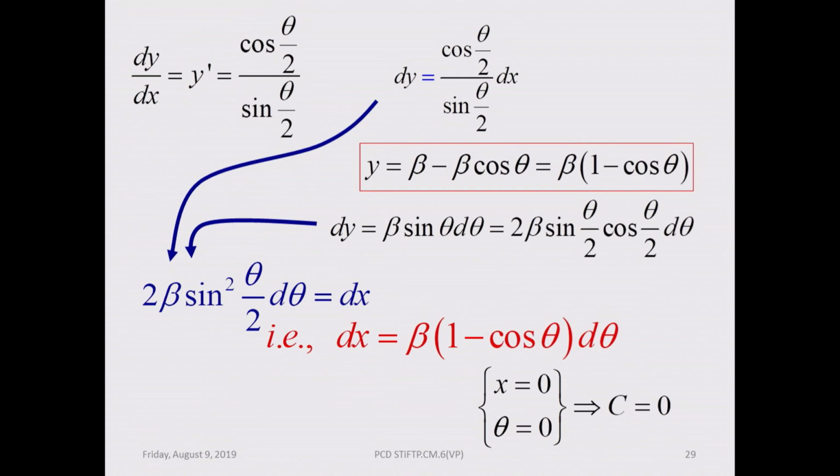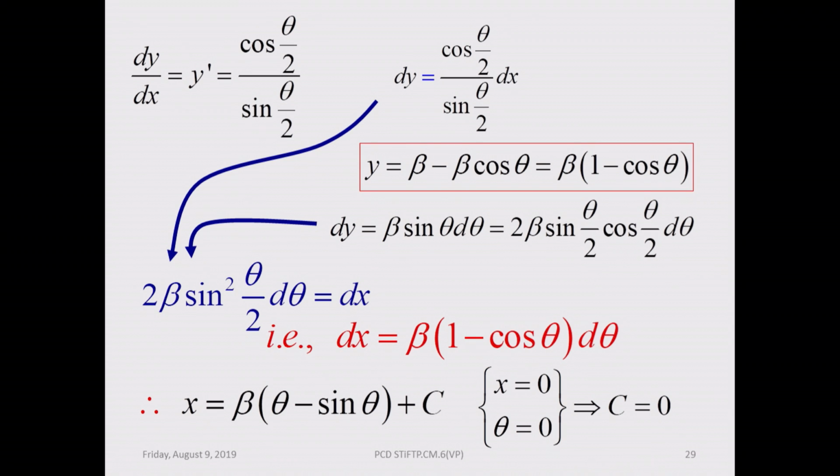And from the earlier relationship, you have this result, that 2 beta sine square theta equals dx, right? So now you can put these two results together and get dx equal to beta times (1 minus cosine theta), and now if you integrate this, you will get a relationship between x and theta. But when you integrate, you will also get a constant of integration, which is c.